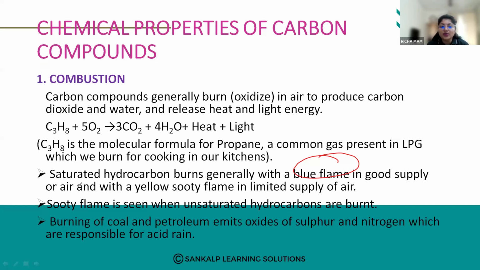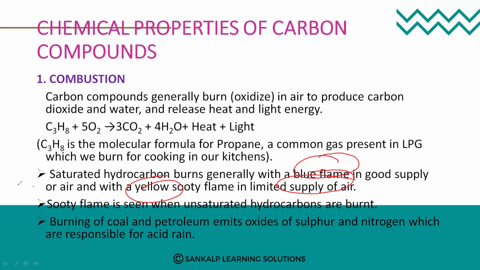And that happens in a good supply of air. So when the supply of air is good, it will give you a blue flame, and a yellow sooty flame in limited supply of air. When the oxygen supply is less, when you have a very less supply of oxygen, then it will give you a yellow flame. So when the supply of oxygen is more, it will give you a blue flame. When the supply of oxygen is less, it will give you a yellow flame.